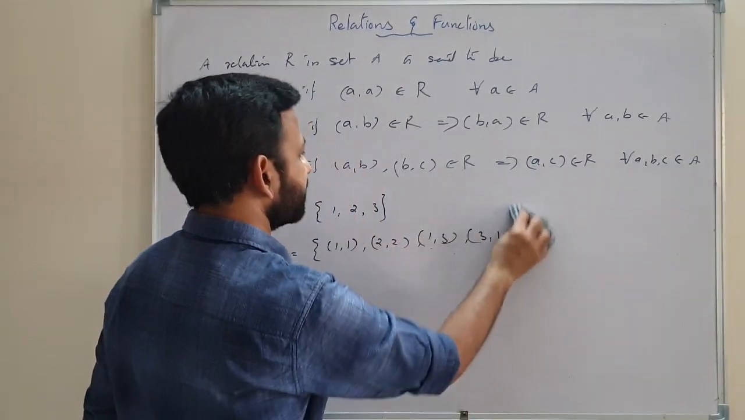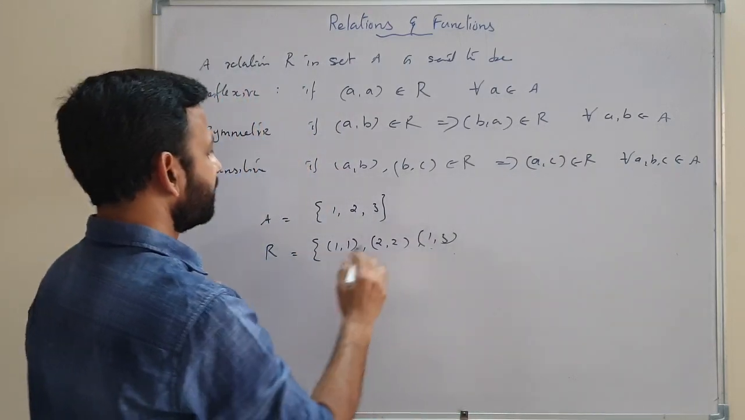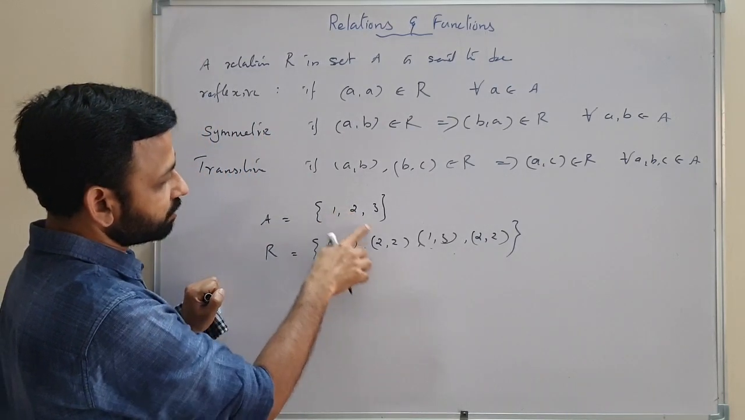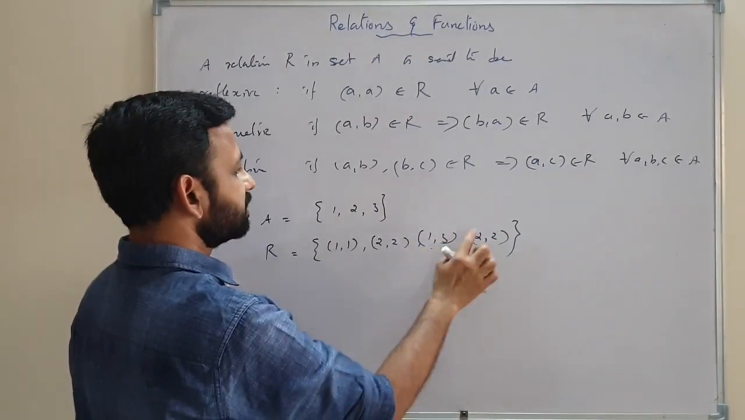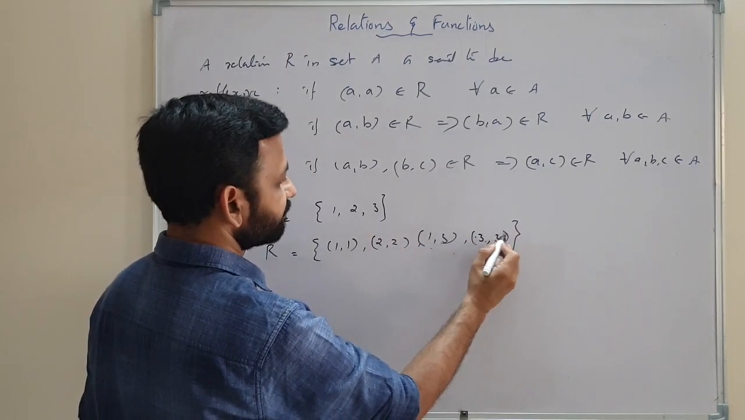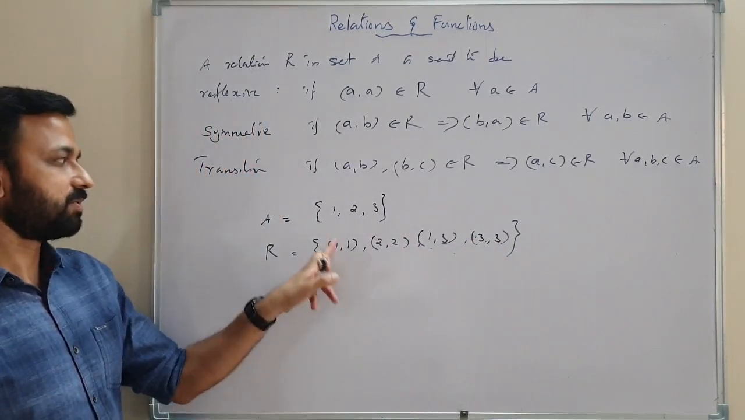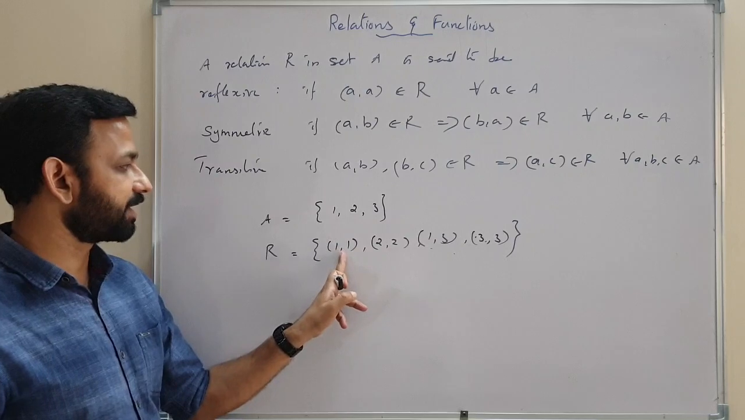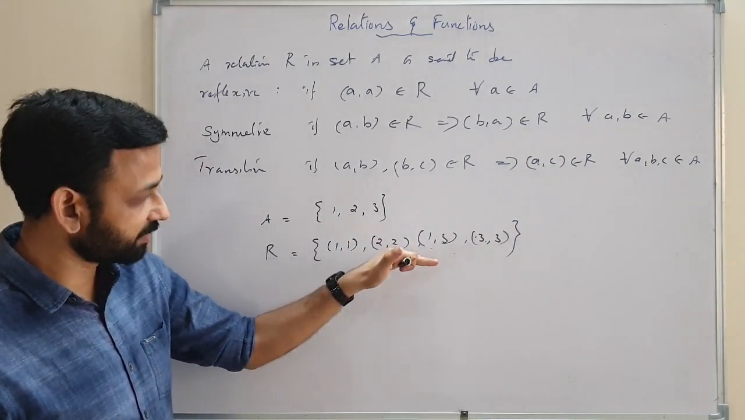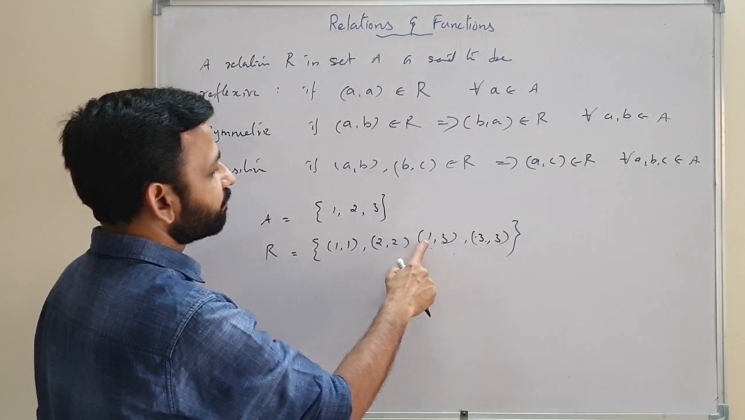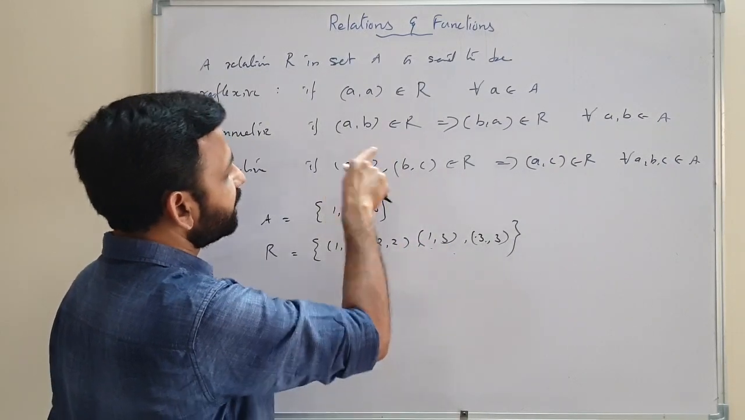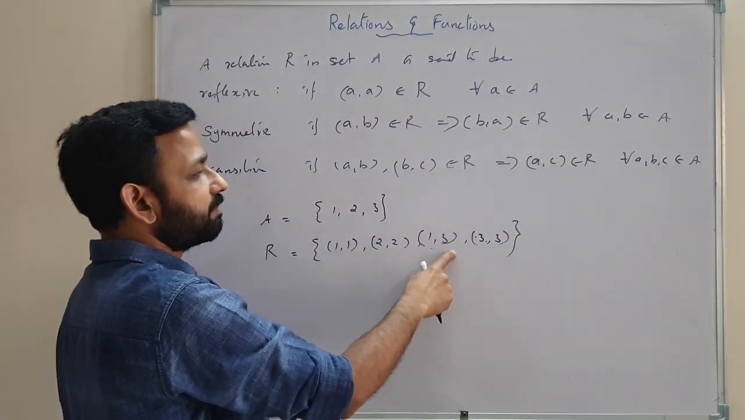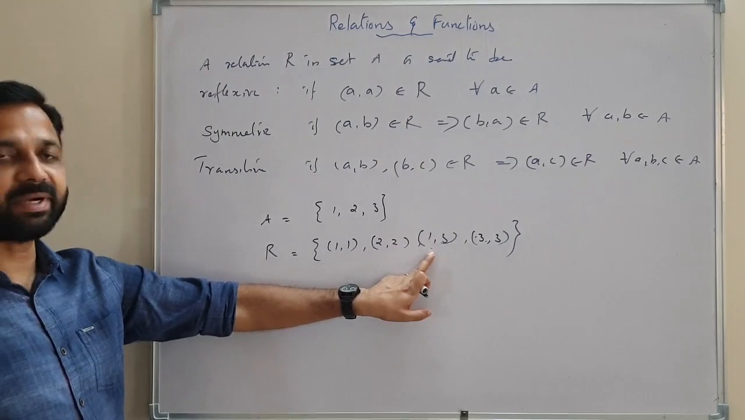And suppose (3, 1) is not there, and we are adding (3, 3). So (1, 1), (2, 2), (3, 3), sorry, it is the ordered pair (3, 3). Then now it is reflexive. For every a belonging to A, the ordered pair (a, a) belongs to R: (1, 1), (2, 2), (3, 3). So this is reflexive. Then symmetric. If (1, 3) belongs to R, then (3, 1) should be there. If (a, b) belongs to R, then (b, a) should be there. (1, 3) is an element, but (3, 1) is not there. So this is not symmetric now.